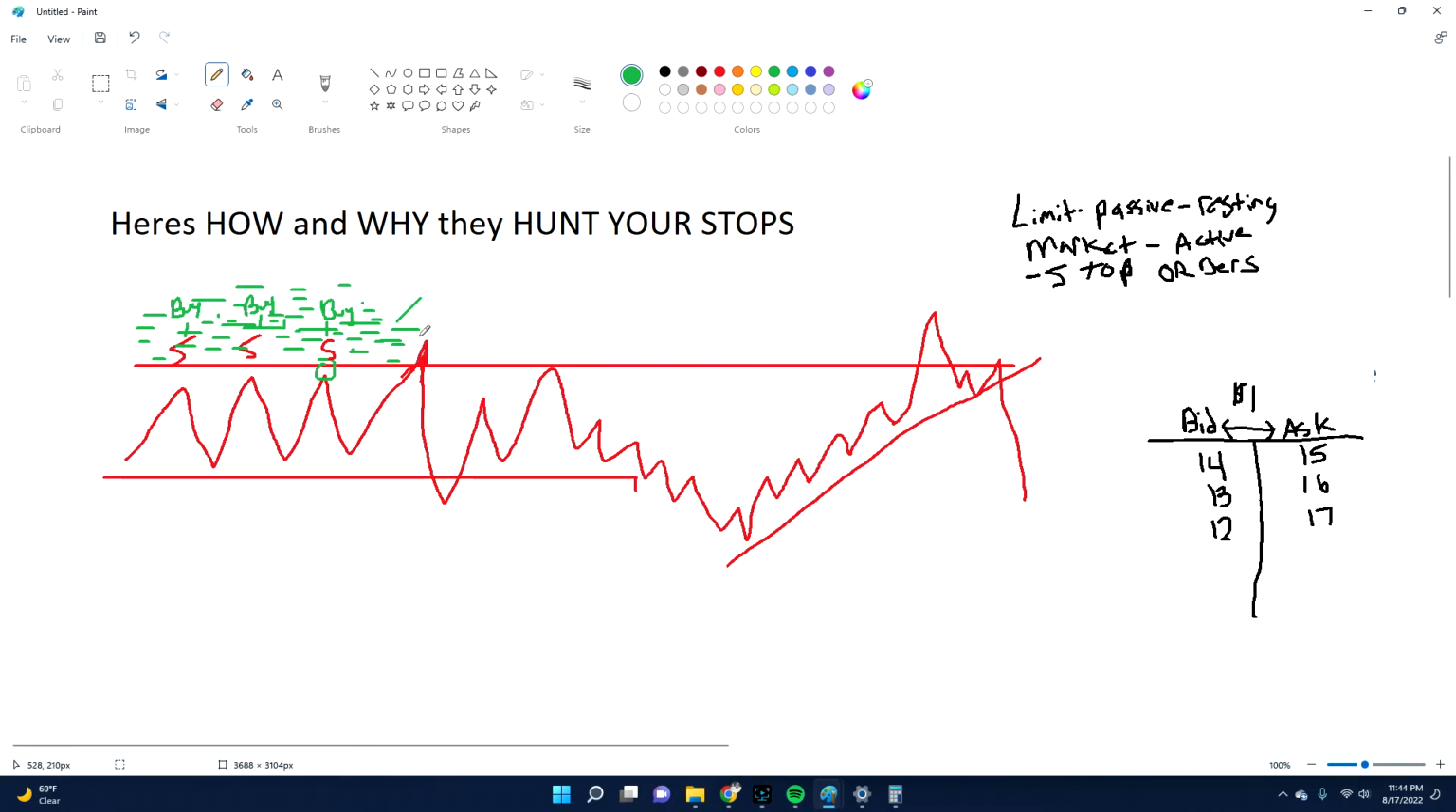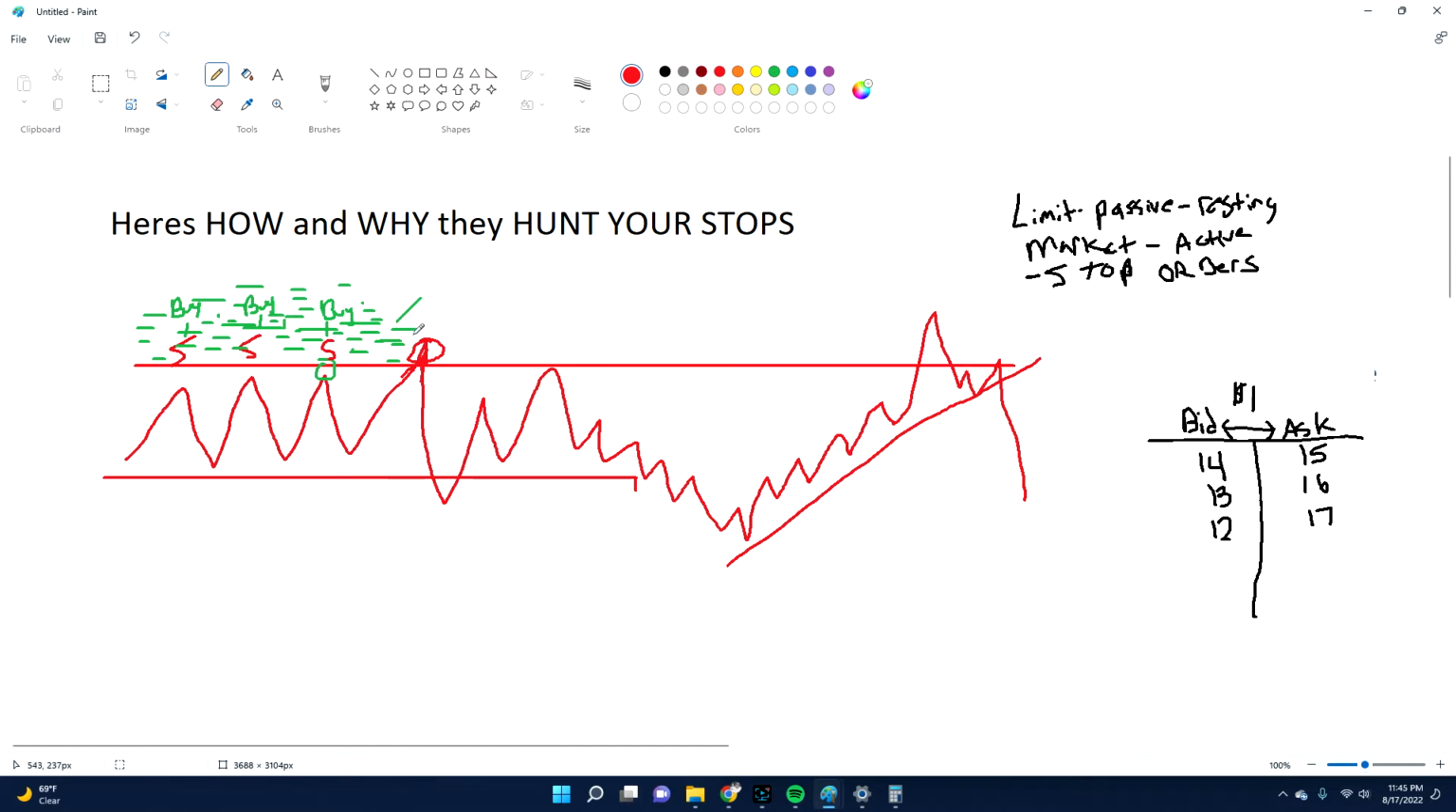Because when they initiate a move to go down, to break the range and go down, they want to make sure that no one is trying to buy down here. So they're going to perform these tests in the marketplace. They're going to test supply and test demand. But what will most likely happen is this move right here will take you out of your trade.